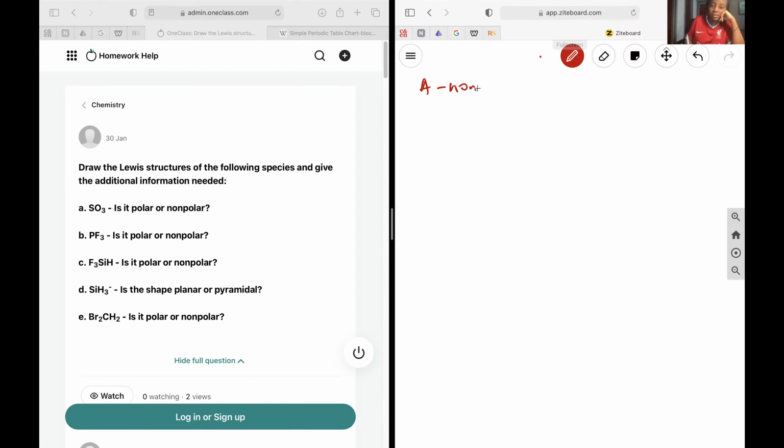For A, it is non-polar. For our next one, we have PF3. So as we did before, count your valence electrons. So I have PF3. Each phosphorus will give me 5 per atom, and each fluorine will give me 7 per atom. This will add to a total of 21 plus 5, so I have 26 electrons to distribute.